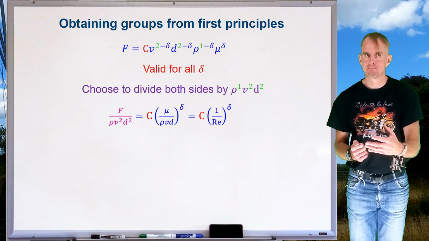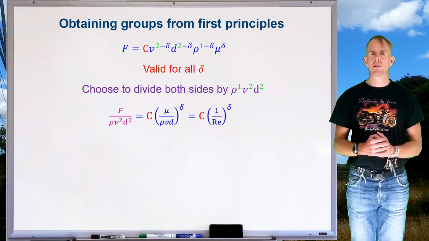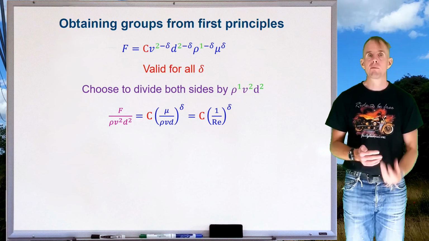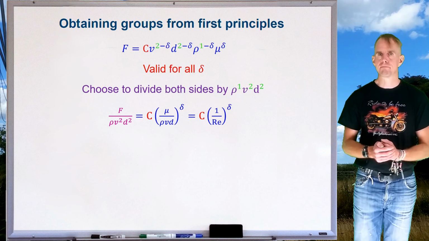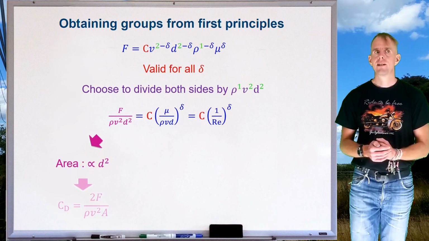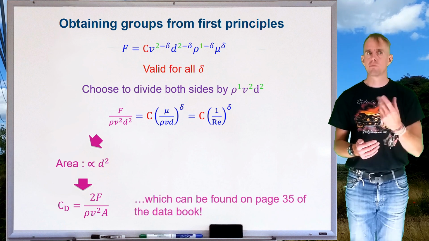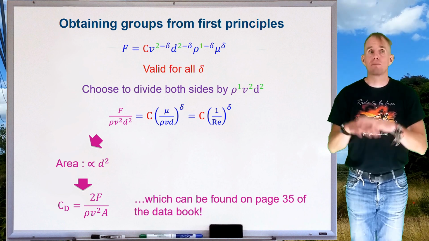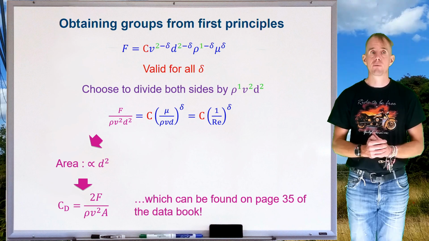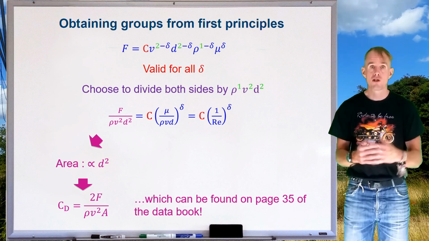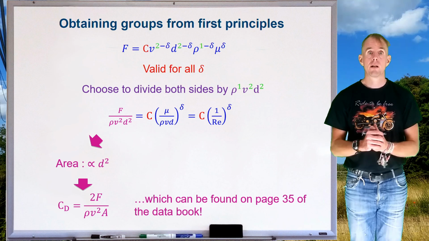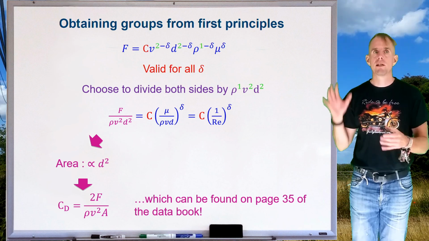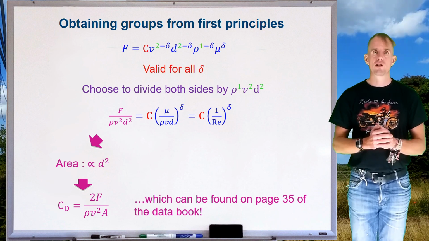Now mu over rho v d, hopefully you recognise as being 1 over the Reynolds number, which we could have arrived at immediately. F over rho v squared d squared is less straightforward, but I invite you to look at page 35 of your data book and at a parameter called the drag coefficient, CD. You will see that our drag coefficient is written in terms of an area, and we can write the drag coefficient in terms of something that looks very similar to that group of terms that we've just derived. So what we have is a relationship between the drag coefficient and the Reynolds number, but we found that out from first principles. Fine. Okay, so step 3, divide through, make the equation dimensionless.